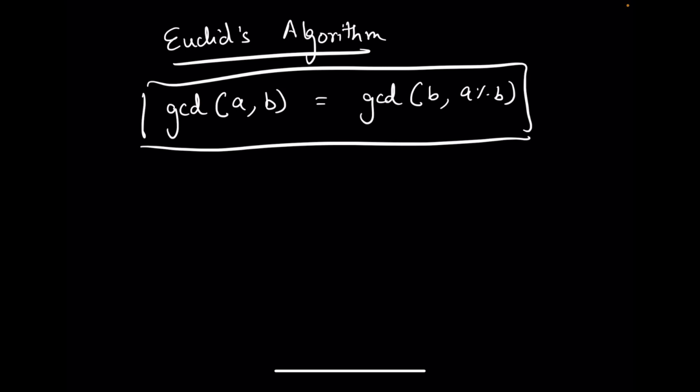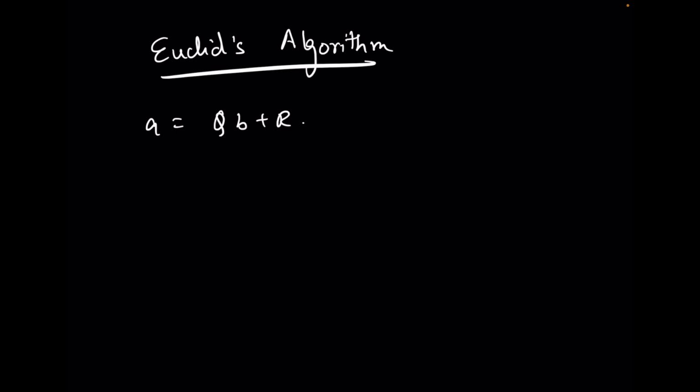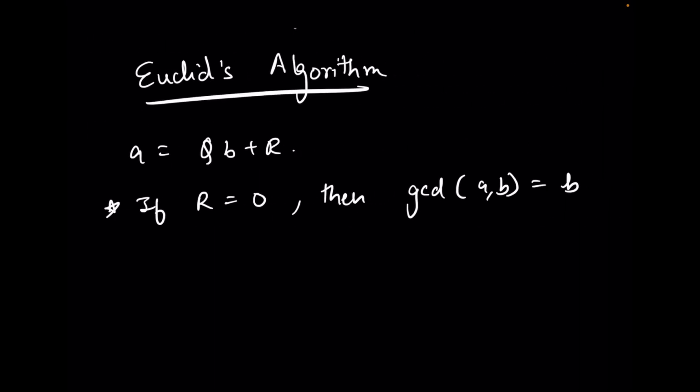So this was the first part of Euclid's algorithm. Now let's move on to the second part of Euclid's algorithm. This is a little simpler to understand. The second part says that we know that we can write A as Q into B plus R. If R is 0 in this situation, then we know that the GCD of A comma B is B.